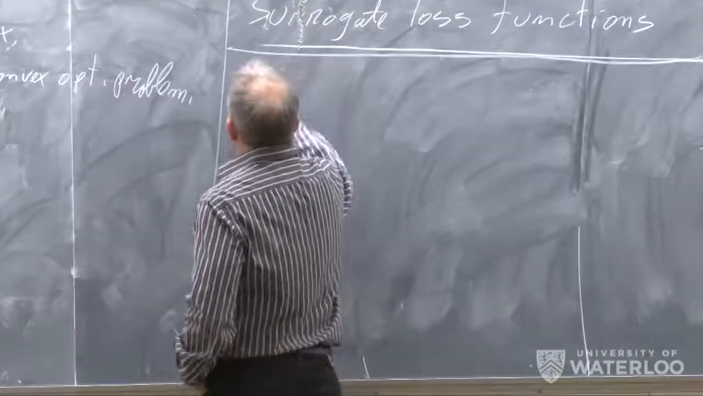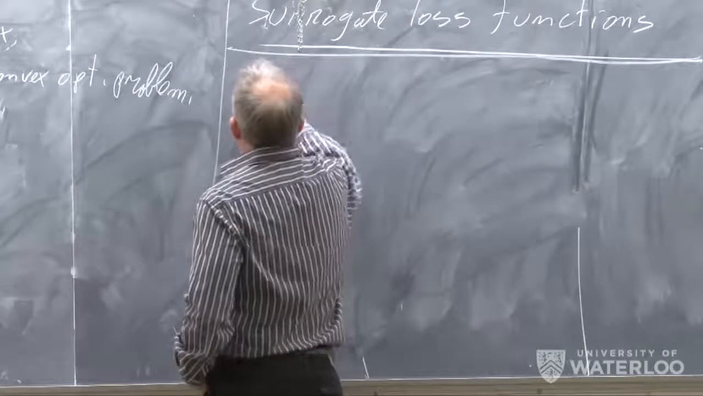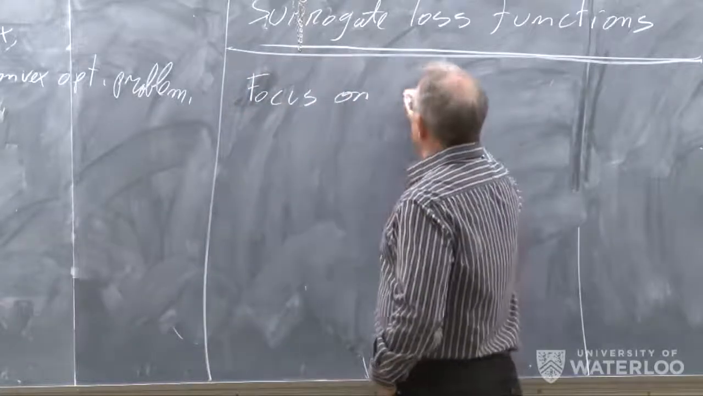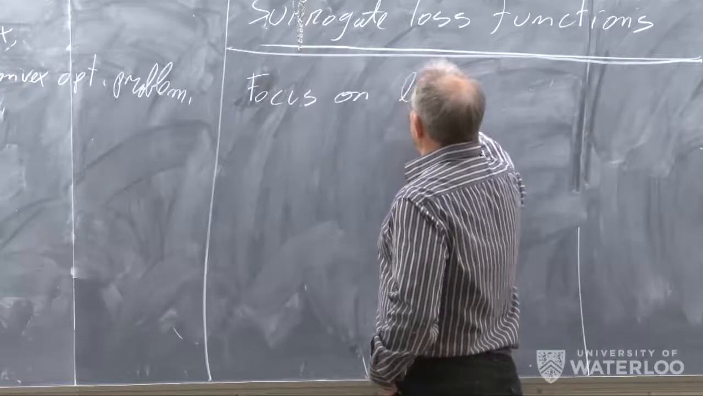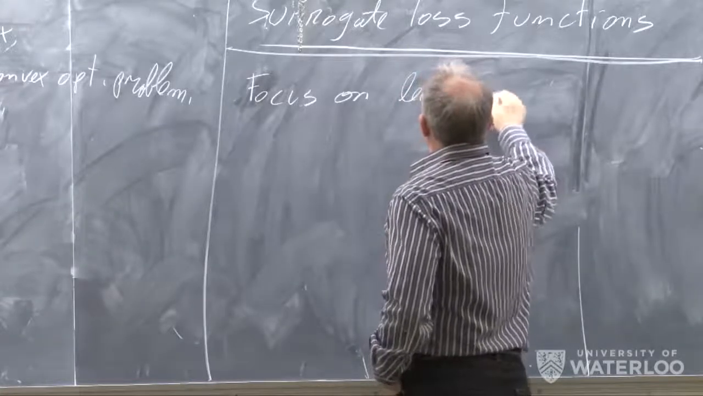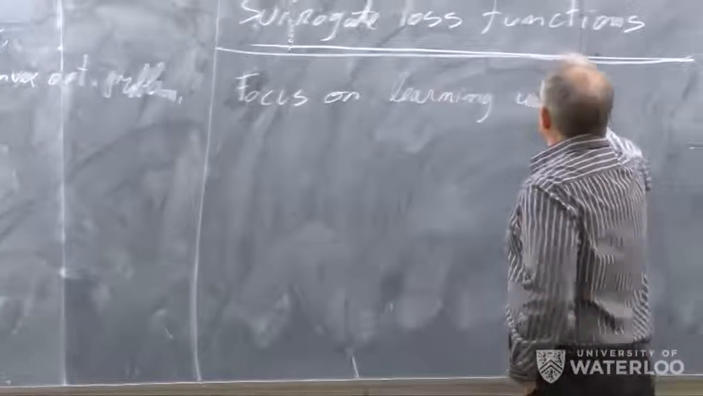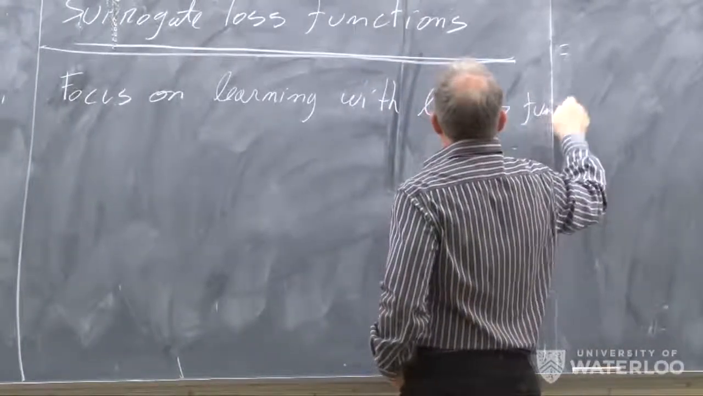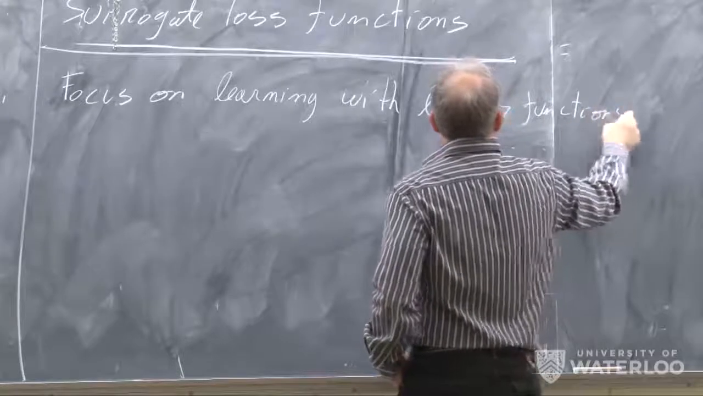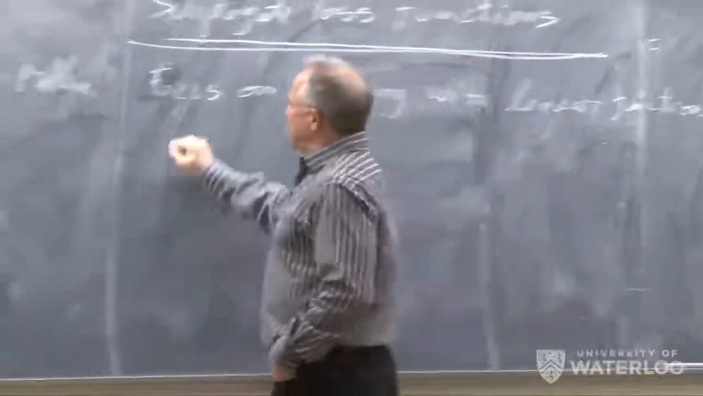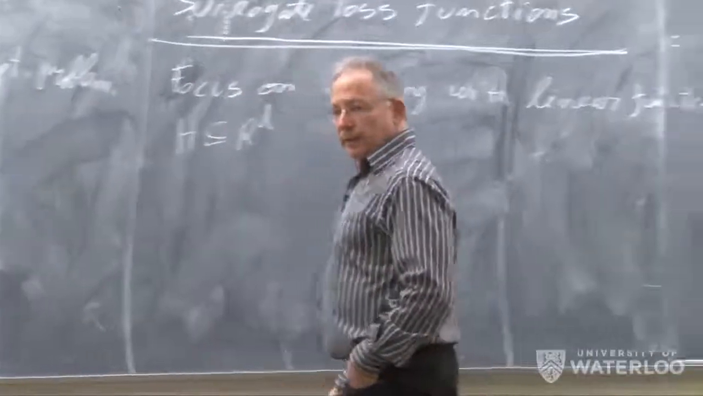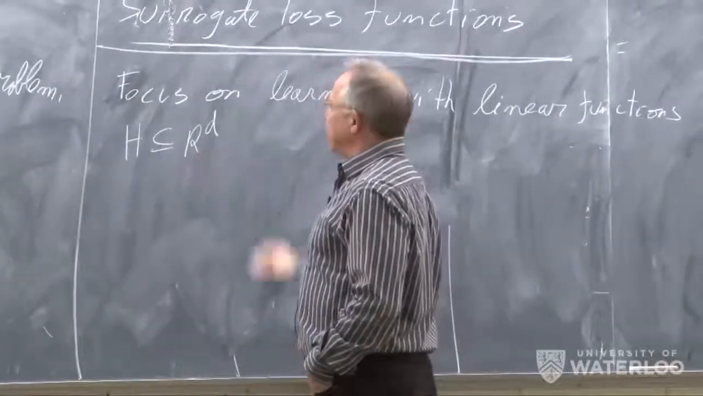So we assume we just focus on learning with linear functions. It could be either prediction or regression. So H is a subset of R^d.